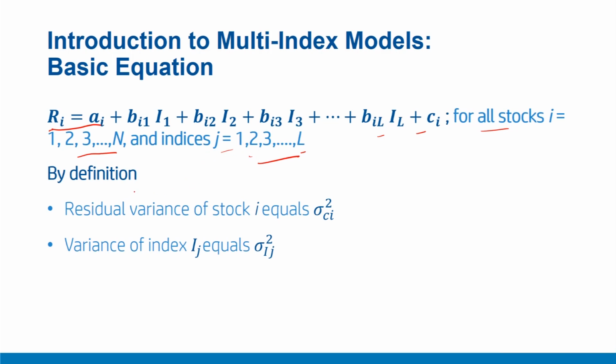Here let's define the model. By definition, the residual variance of stock i equals sigma Ci squared. So this is a stock specific component. The variance of index Ij is equal to sigma Ij squared, which is the variance of the index. So this is by definition.